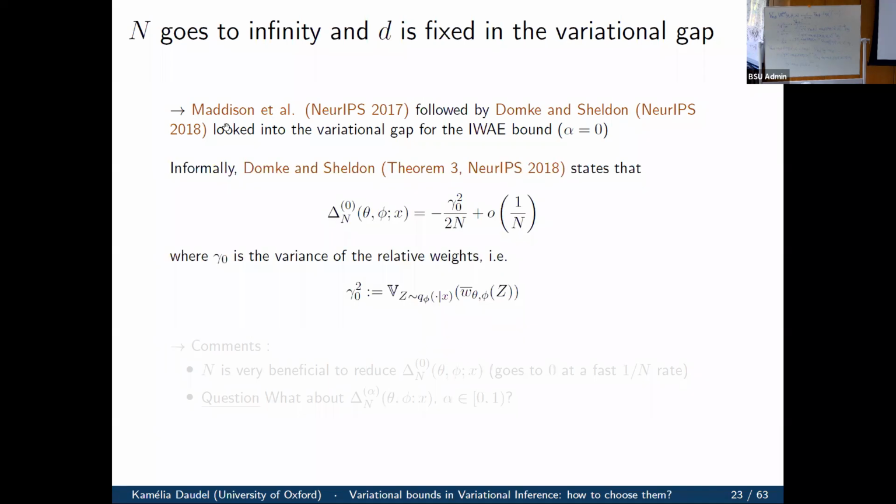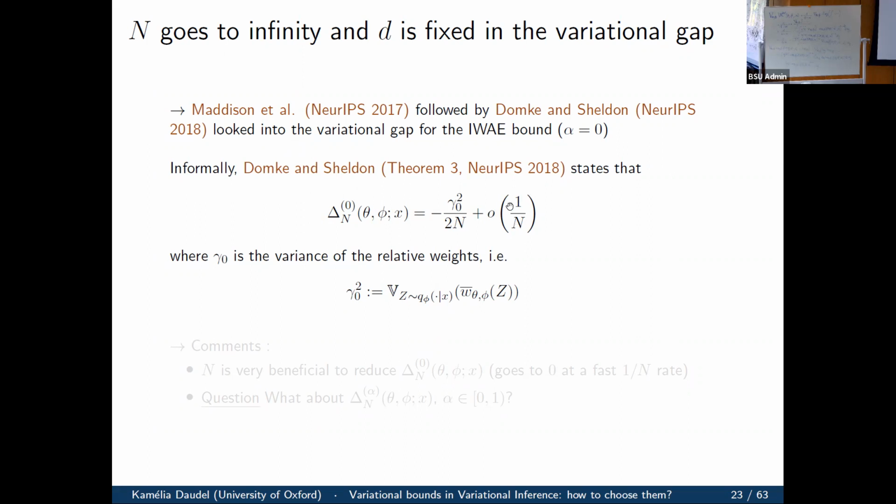And informally, what they have shown is that the variational gap in the context of the IWAE bound, so when alpha equals 0, can be written under this expression. So you've got minus gamma 0 squared divided by 2n plus a term that is negligible in front of it.